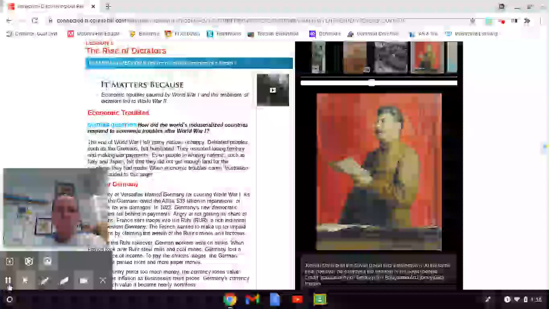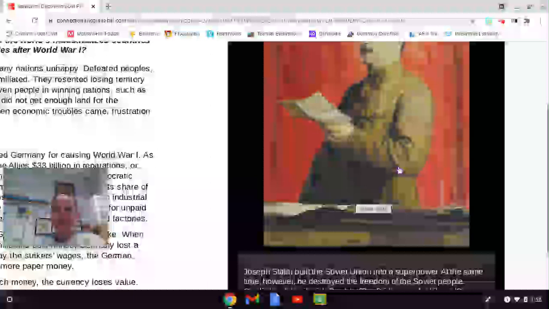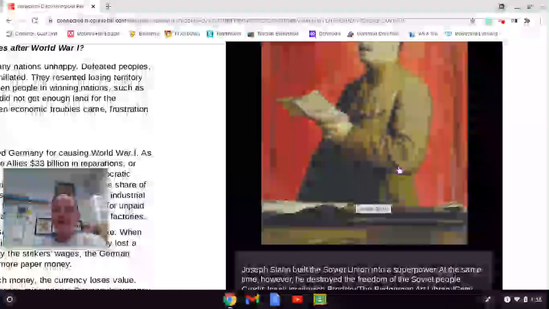All right, another one of these dictator leaders. So we had Mussolini, we had Hitler, and now we have Joseph Stalin. And you can see him pictured here. It says Joseph Stalin built the Soviet Union into a superpower. At the same time, however, he destroyed the freedom of the Soviet people.